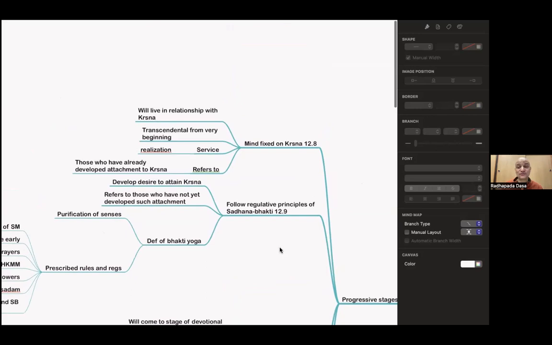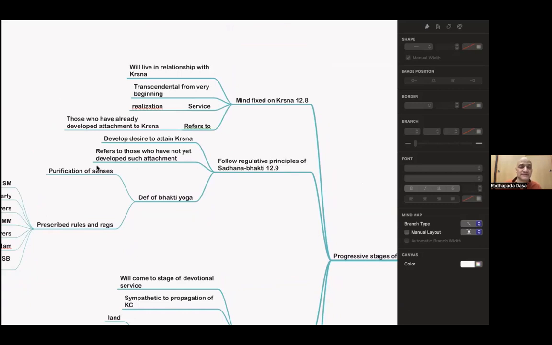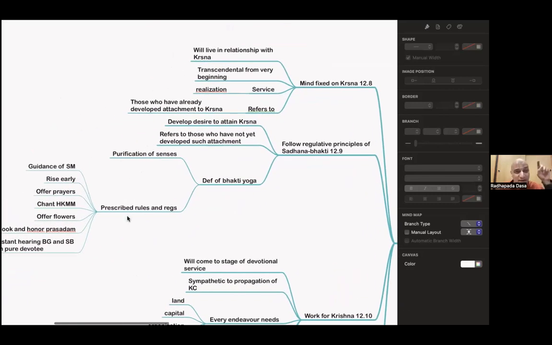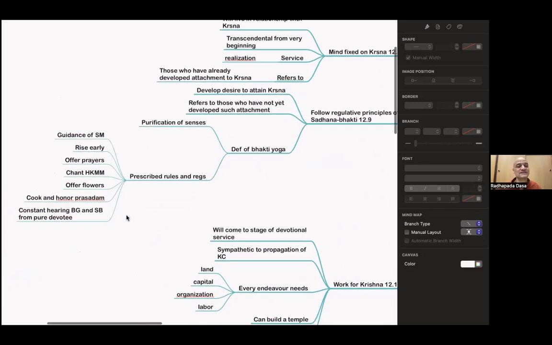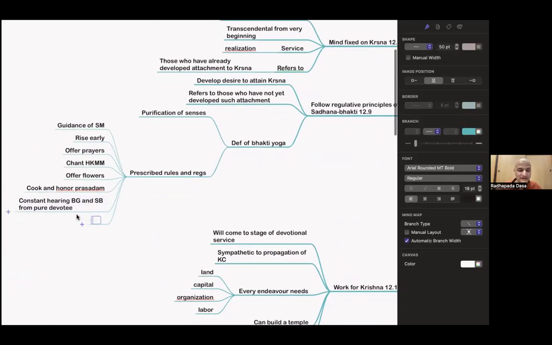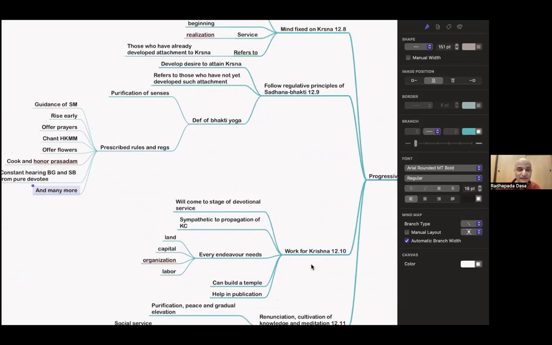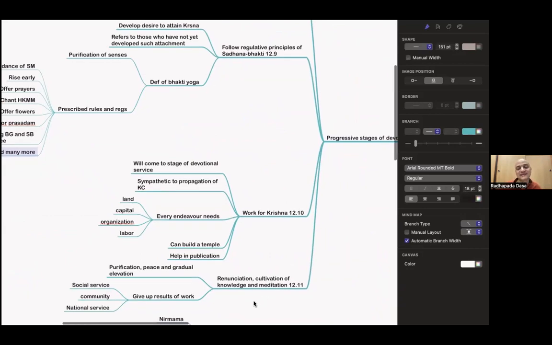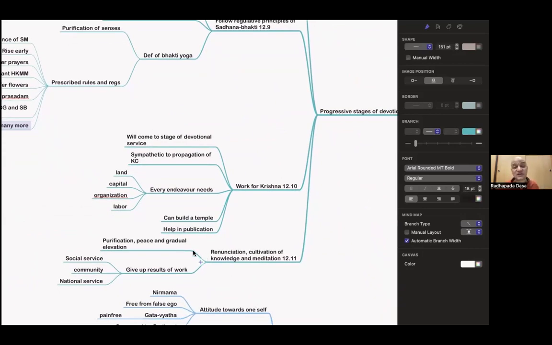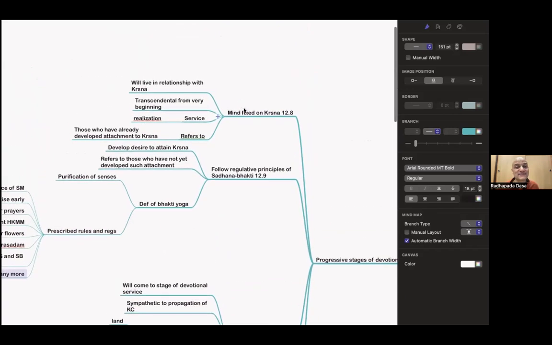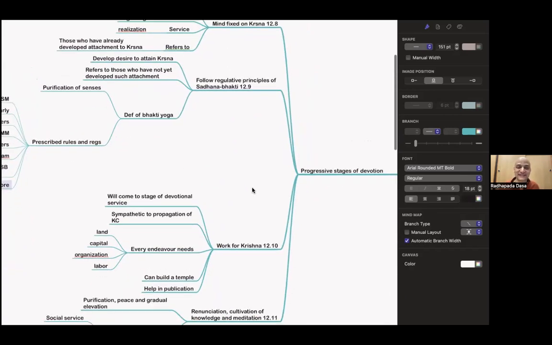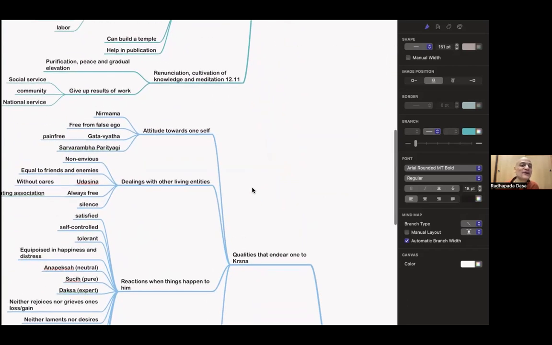So best thing is to fix mind on Krishna. If one can do that, that's the best. If you can't do that, follow regulations of sadhana bhakti, which means purification of senses by practicing prescribed rules and regulations, and so on, and many more. If you can't do that, then work for Krishna. If you can't do even that, then do some social work here and there. But the problem with this is, Krishna says, better than this is this. And then better than this is this. And then the best is this. So Krishna makes it very clear. He doesn't leave any room for speculation.